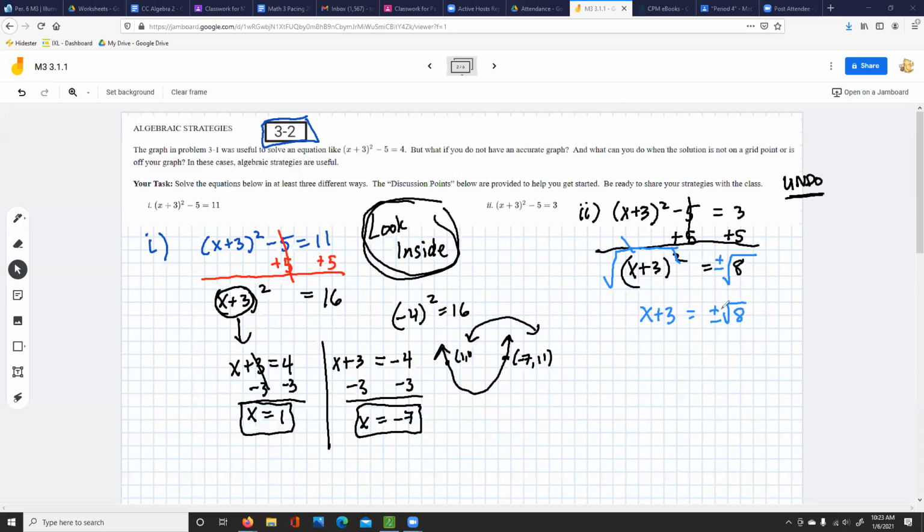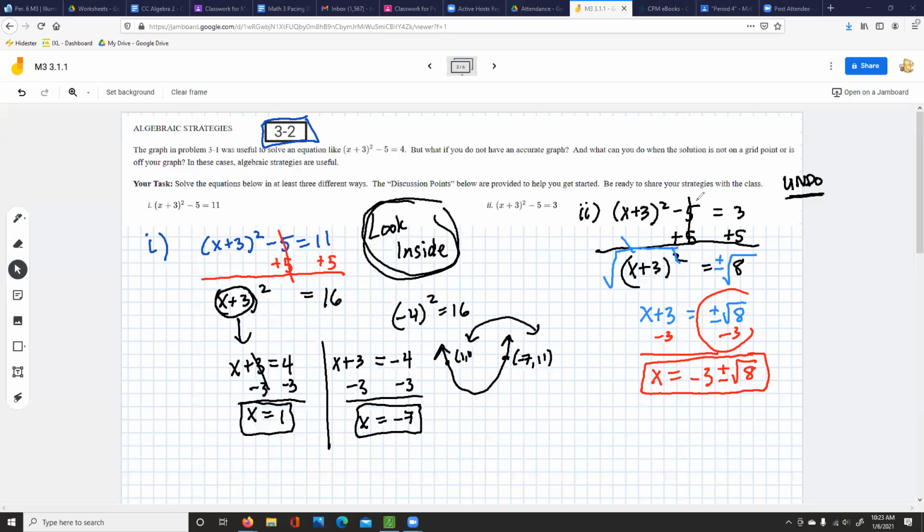Okay, and it looks like I'm going to have to undo the 3 part too. So I'm going to subtract 3 like that. Get x equals, and then we're going to put the real part and then the irrational part after. -3 plus or minus square root 8. Looks like it did when we did quadratic formula. If you use the quadratic formula, you will get this answer, right? Okay.